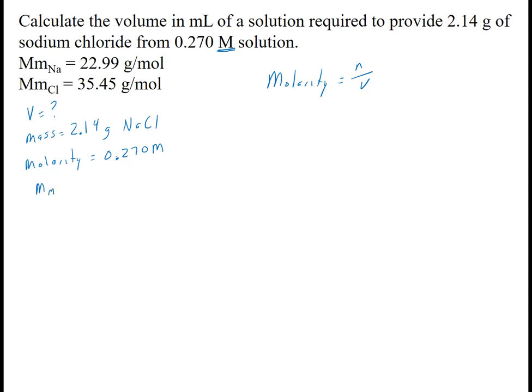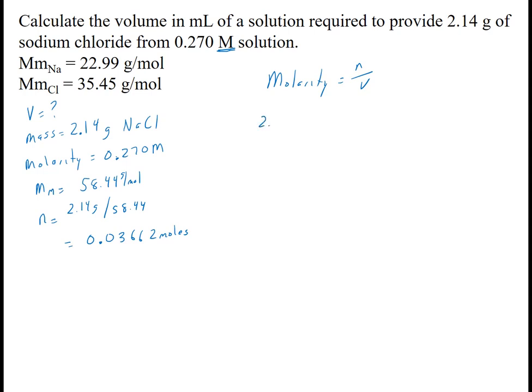And the same way we do this, I'm not going to spell out molar mass every time. This molar mass is 58.44 grams per mole, which is just 1 sodium and 1 chloride. Okay, so n is the 2.14 grams divided by the 58.44 to give me 0.03662 moles. Okay, so I have molarity, I have n, and I'm trying to find V.